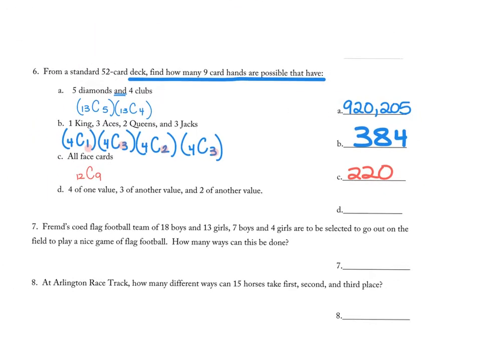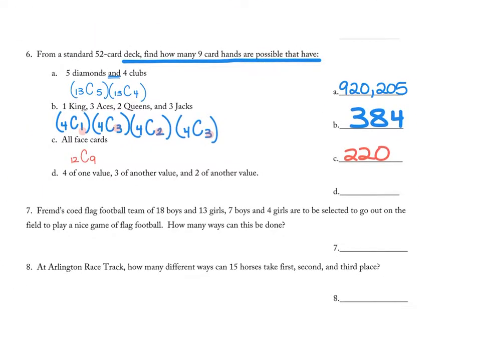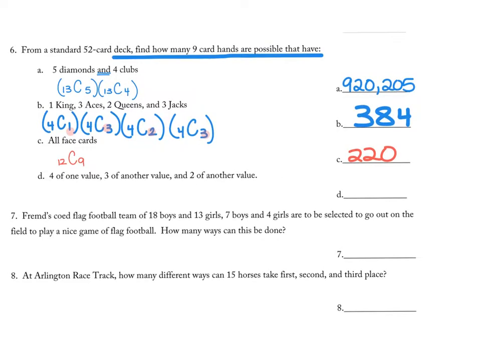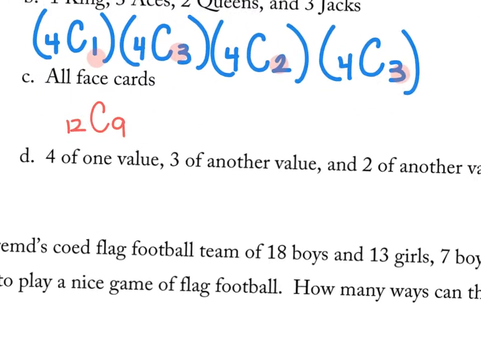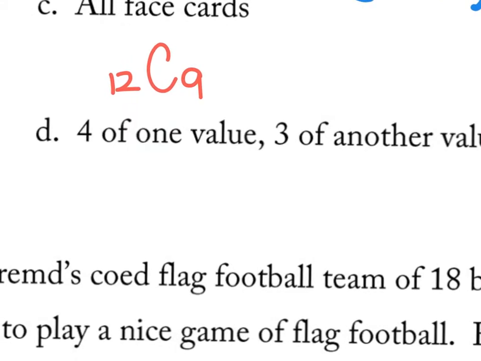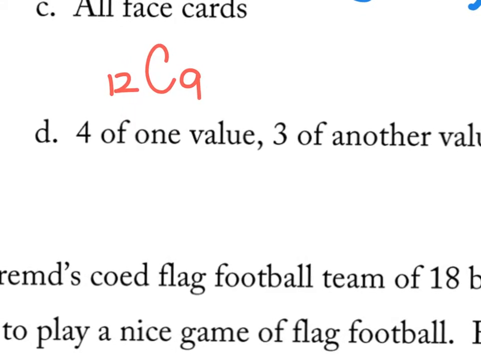All right, next one, let's see. This one's harder. 4 of one value, 3 of a different value, and 2 of a different value. Okay, I think this one's pretty tough, but it's not as bad as you would think. So let's just start with the first value. Now, since they don't specify which value, okay, we have to do something special. But for each value, there's 4 cards. So I am choosing 4 from 4 cards.